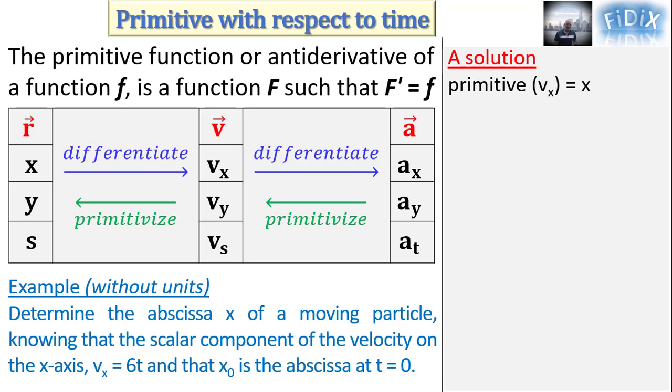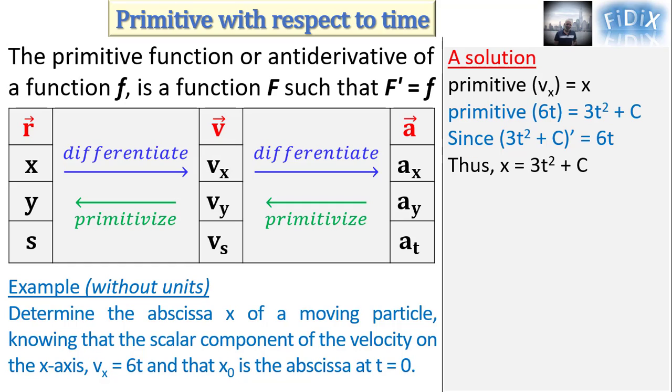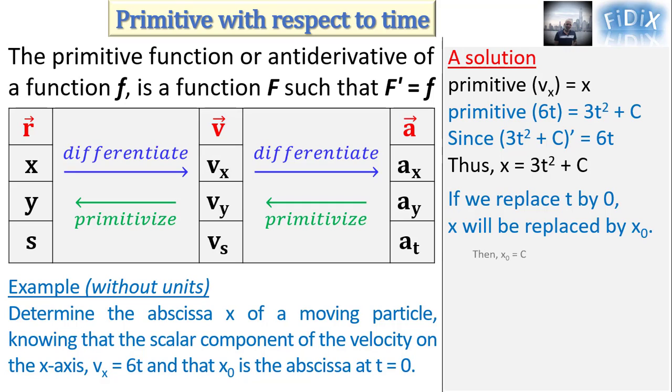Then, let's find the primitive of 6t, which is 3t squared plus a constant, since the derivative of 3t squared plus any constant is 6t. Thus, we can write x equals 3t squared plus constant c. To find c, we replace t by 0 and x by x0. This gives x0 equals c. Finally, we get the answer x equals 3t squared plus x0.